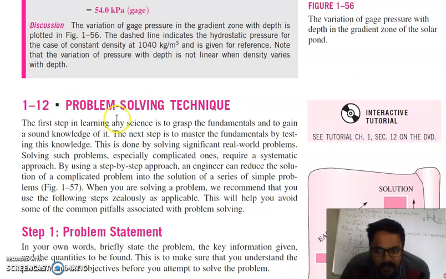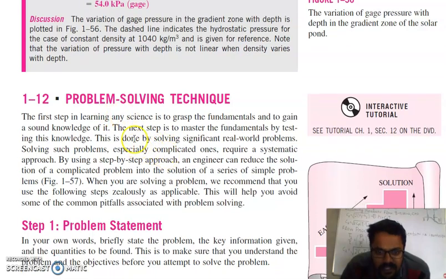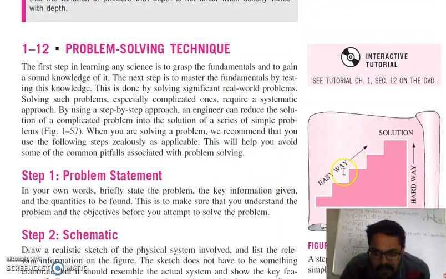Next is problem solving, how to solve the actual problems. This text will explain how to follow a step-by-step approach. An engineer can reduce the solution of a complicated problem to the solution of a series of simple problems. It is an easy way if you go step by step instead of going directly for the solution. So it is better to divide the problem into steps and solve them one by one.